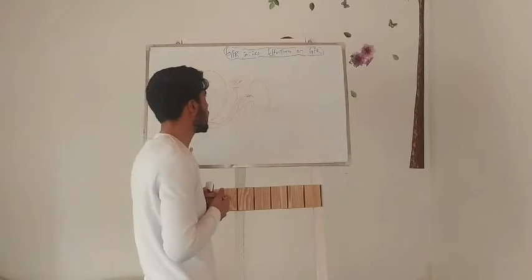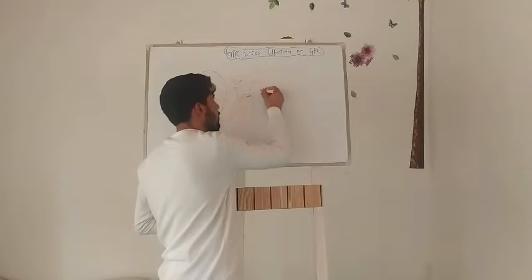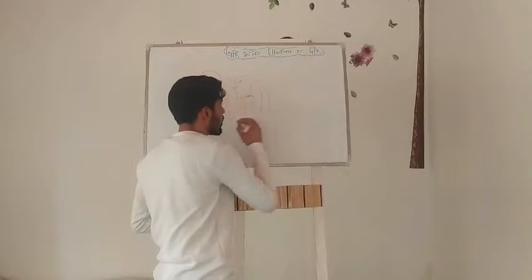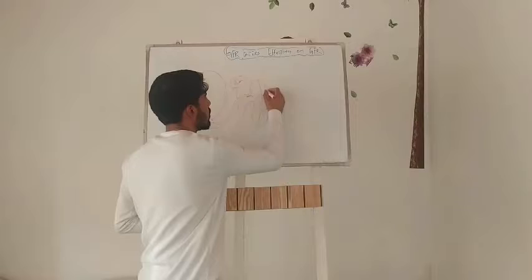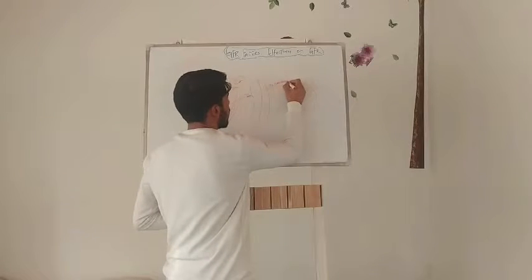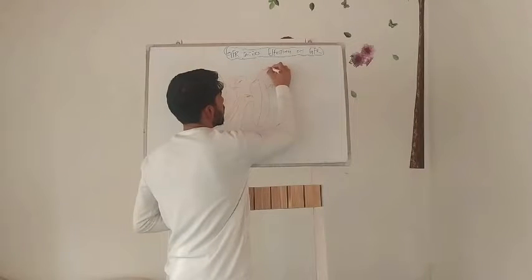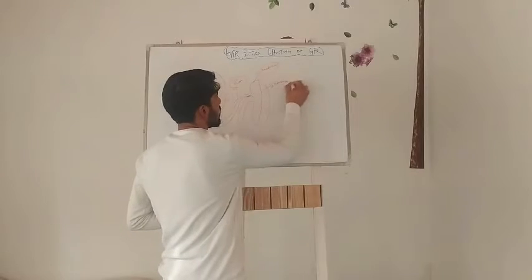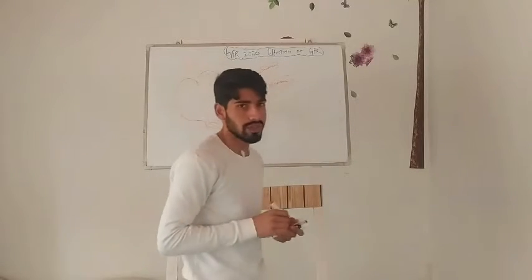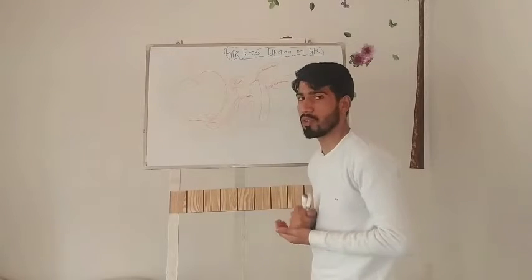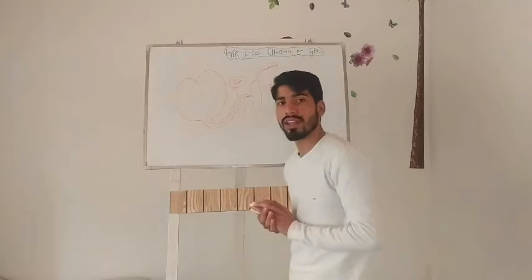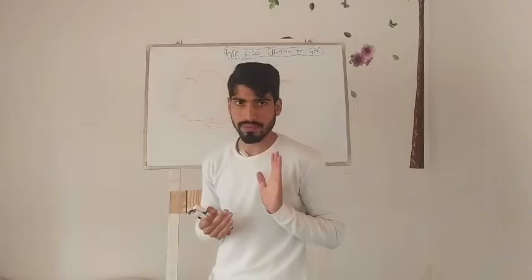Inside the kidney there are two portions, or two regions. The first one is the cortex and the next one is the medulla. Inside the kidney there are present so many nephrons.